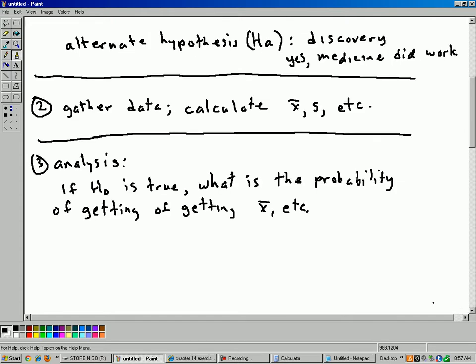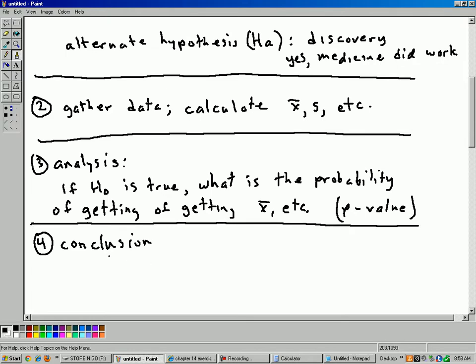Now, that's called a p-value, by the way, the answer to that question. Now, how do you compute this probability? Well, we'll get back to that. It's related to sampling distributions, and it depends on whether you're looking at an X bar or a sample proportion, and so forth. Okay, and then step 4 is you make a conclusion. It's decision time. Let's draw a line here.